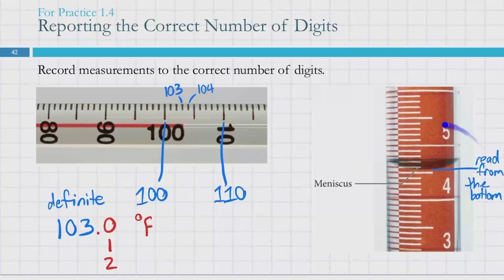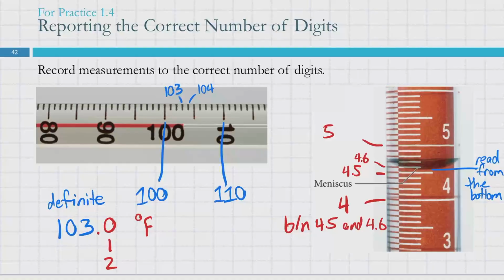For our liquid, we've got our markings of 4, and up here is our marking of 5. And we also have subdivisions. So we're definitely between 4 and 5, and we've got some subdivisions. This would be our 0.5. So this is our 4.5. The next mark would be our 4.6. We're somewhere at 4.5, but we're not quite to 4.6.